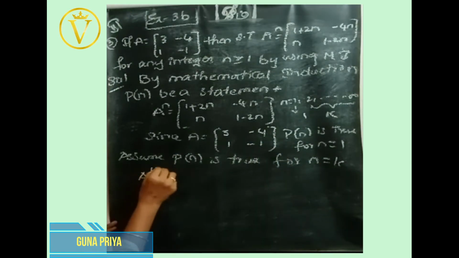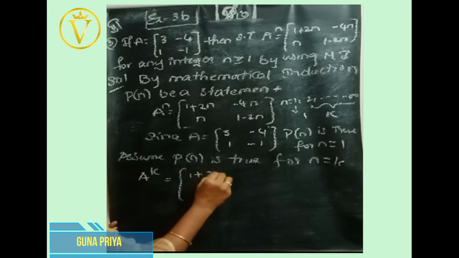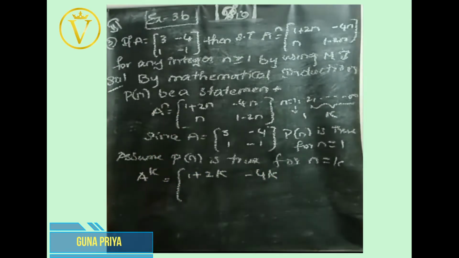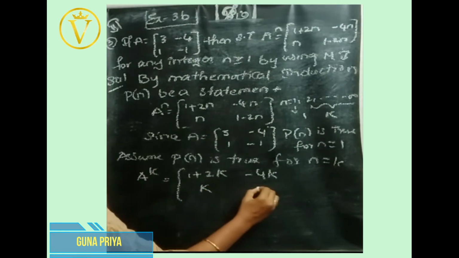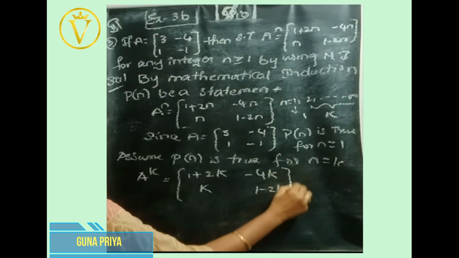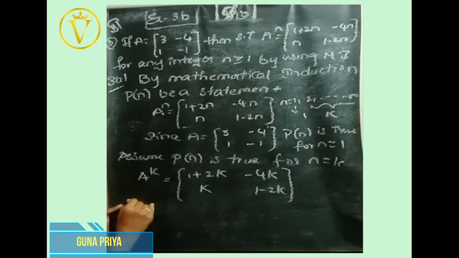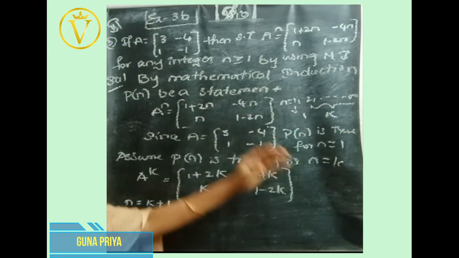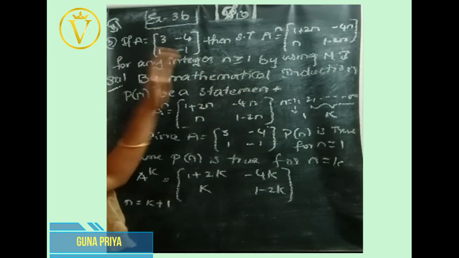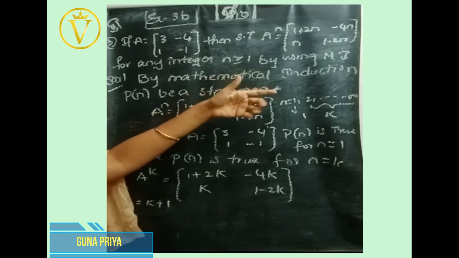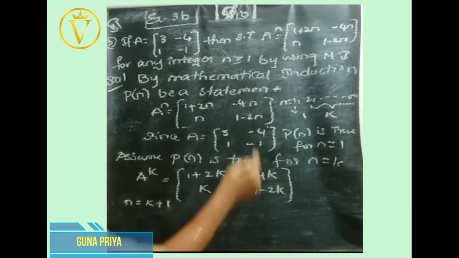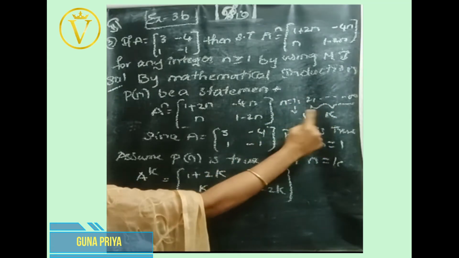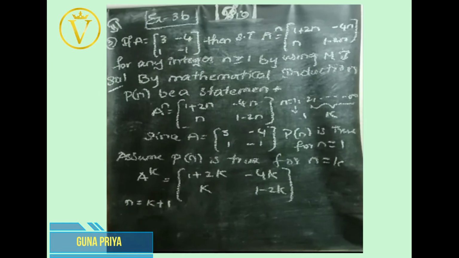So A power k equals 1 plus 2k, minus 4k. Substitute k in the place of n. Sorry for the disturbance, it is raining. Now n equals k plus 1. Now we have to find the total positive integers. They have asked for any integers. That means n greater than or equal to 1, which is nothing but the positive integers 1 and k. So positive integers total means 1 plus k plus 1 or anything.